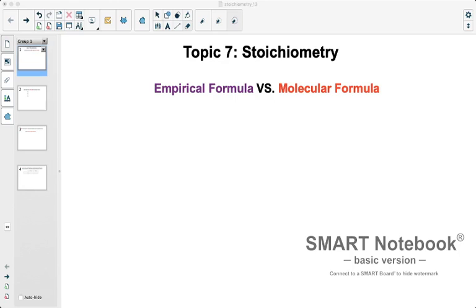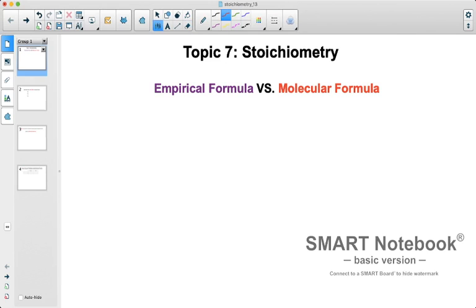Welcome everyone. In today's lesson, we're going to start off with a familiar term, empirical formula. I've often called empirical formula the empirical form. And by definition, empirical formula is really the simplest ratio of atoms of each element. And ratio is really the key term. When we talk about empirical formula, we also have to talk about the molecular formula.